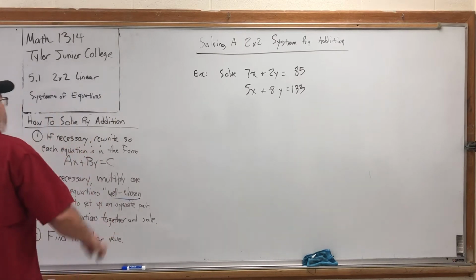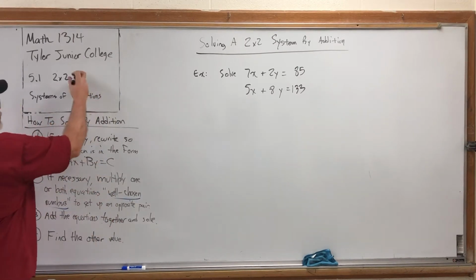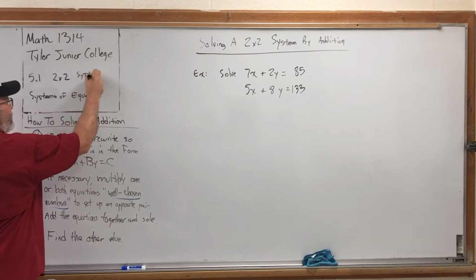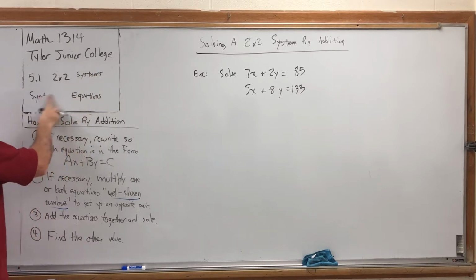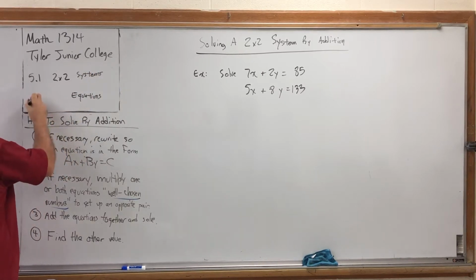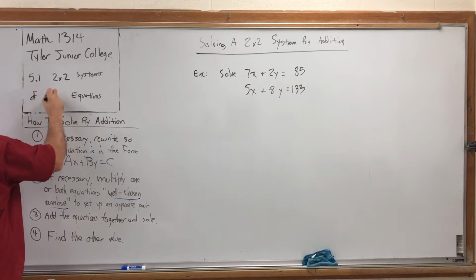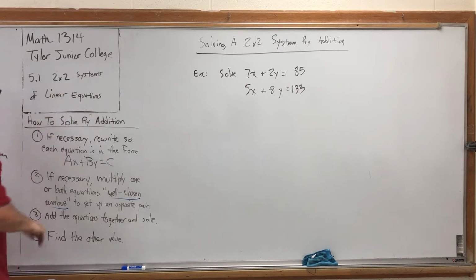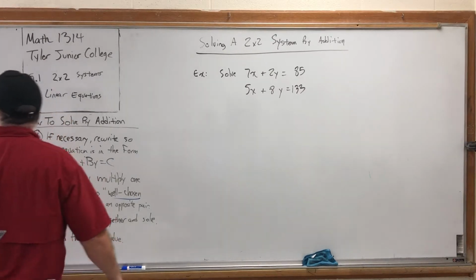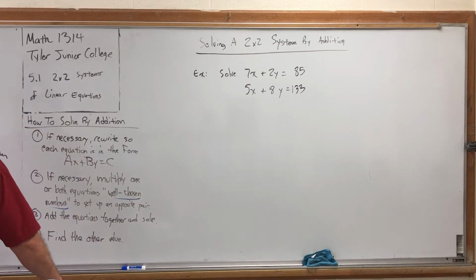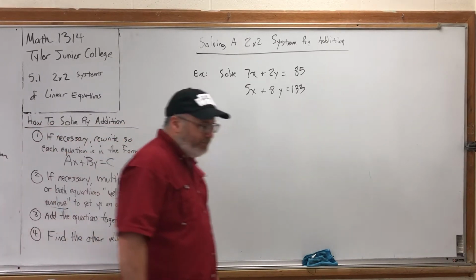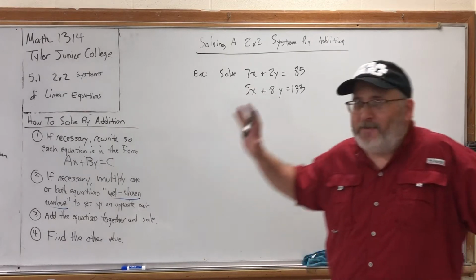It just dawned on me that this should say 2x2 systems of linear equations, because the adjective linear is describing the equations. It only took me 7 videos to catch that. Yeah, well, I take pride in my grammar.